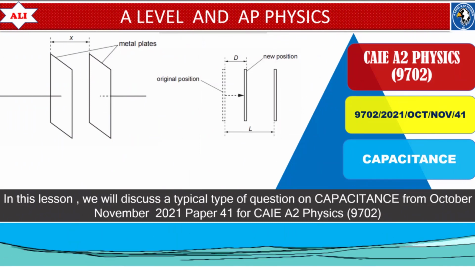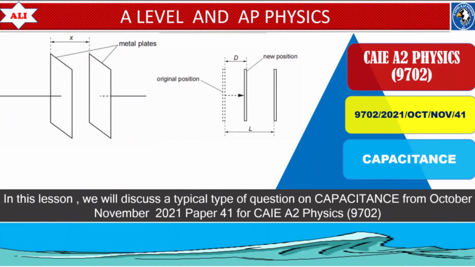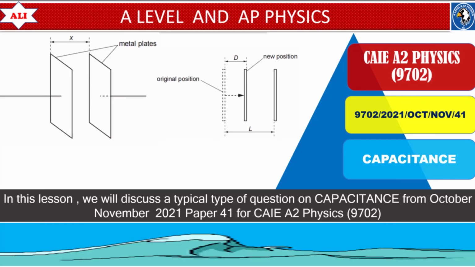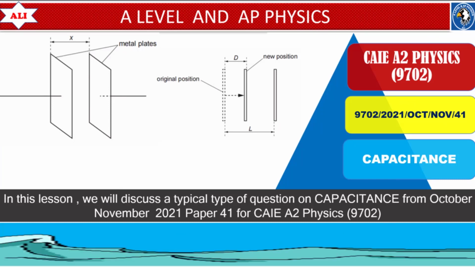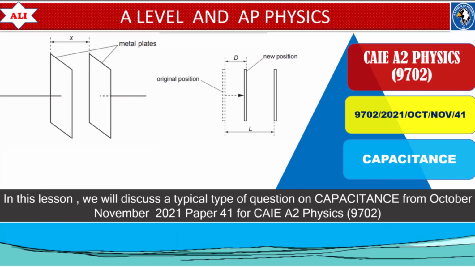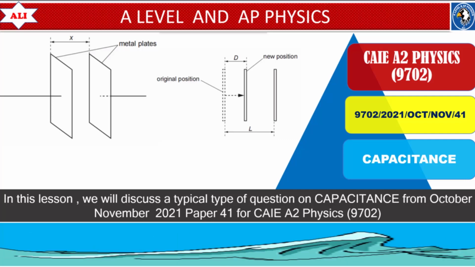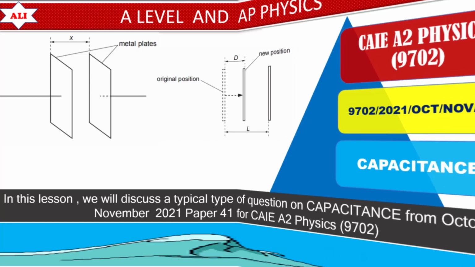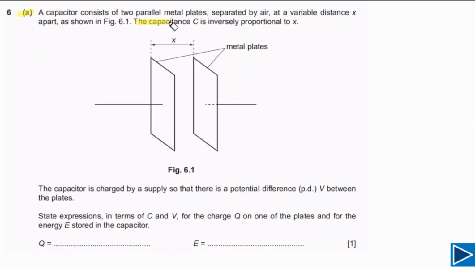In today's lesson, we will discuss one very important past paper question on capacitance from October-November 2021, paper 4, variant 1. I said this question is very important because we will discuss some very important concepts about capacitance. For part A, it is given to us the capacitance C is inversely proportional to X. And X is the distance between plates, and this distance is variable. It simply means that the distance between plates can be increased or decreased.